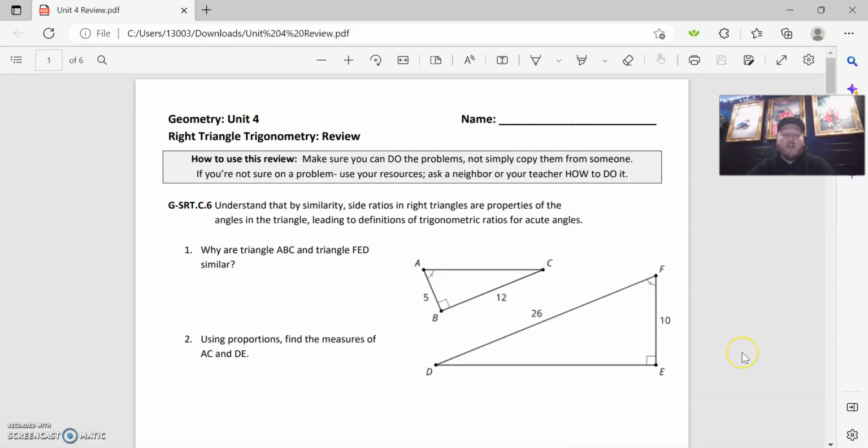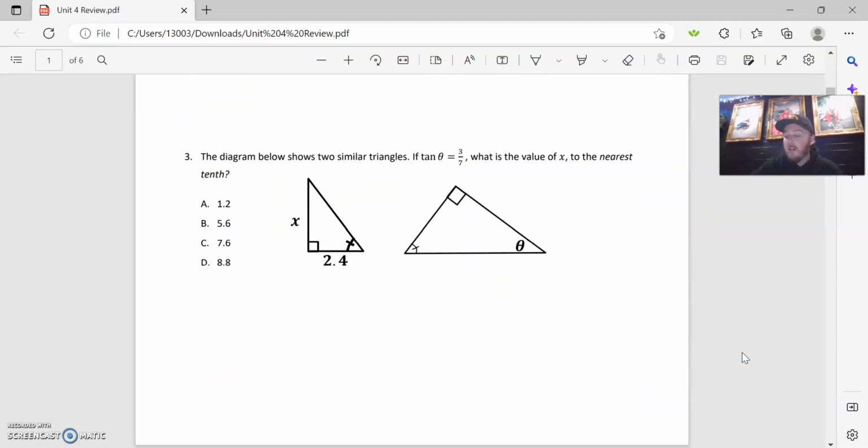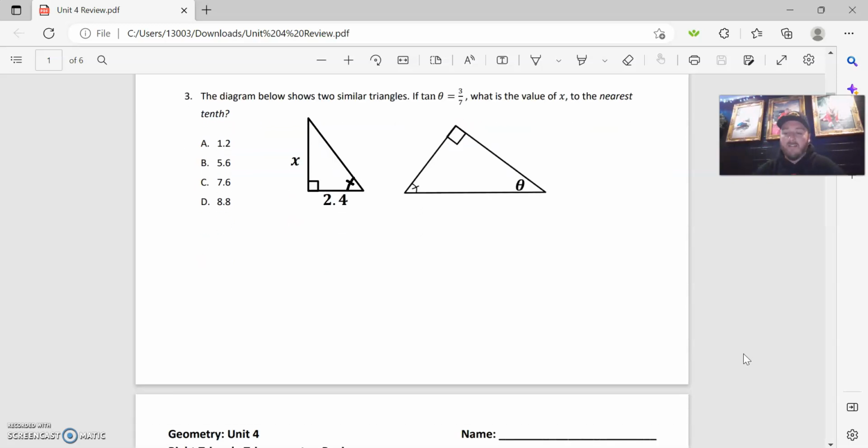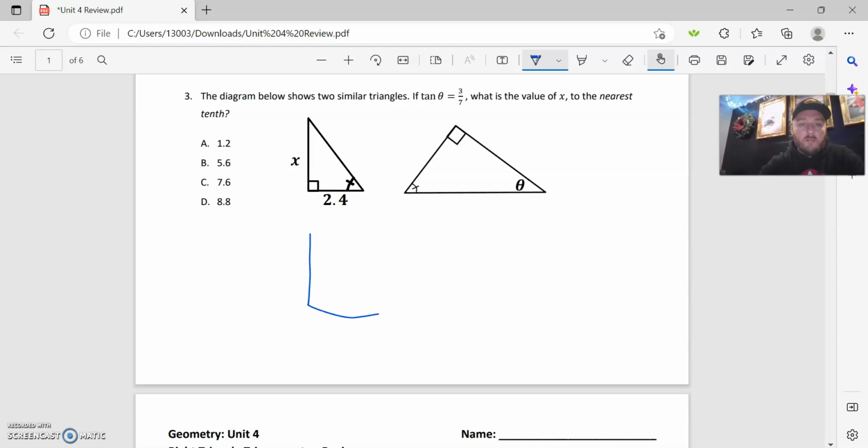Moving on. Okay, question 3. We're kicking it up a notch here, people. What we have is, let me move this around a little bit. Use pen. And I'm going to redraw triangle number 2. Amazing artwork.